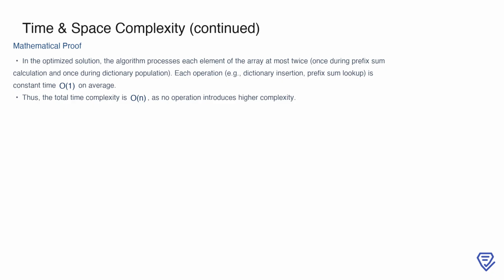Finally, let's solidify our understanding with a mathematical proof. In the optimized solution, each element of the array is processed at most twice, once during the prefix sum calculation and once during the population of the dictionaries. Each operation, such as a dictionary insertion or a prefix sum lookup, is constant time on average, or O(1). Because no step introduces a higher complexity, the total time complexity is O(n). This proof confirms that the algorithm is both efficient and scalable, making it well suited for handling larger inputs.